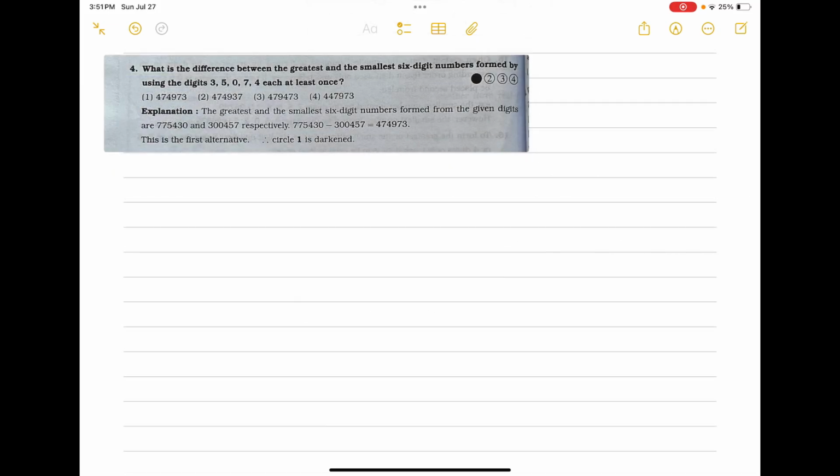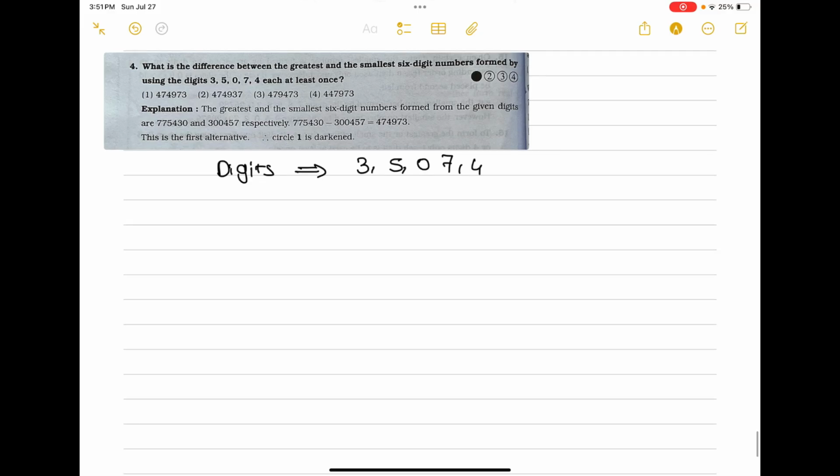Okay. Question 4. What is the difference between the greatest and smallest 6 digit number formed by using the digits 35074 each at least once? Okay, so we need to create the greatest number, and we need to create the smallest number, and then we need to take the difference between the two numbers. For that, we need to follow our own rules, right? So write the digits first. Digits are 35074.